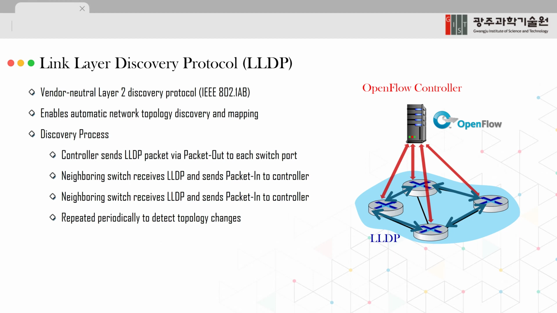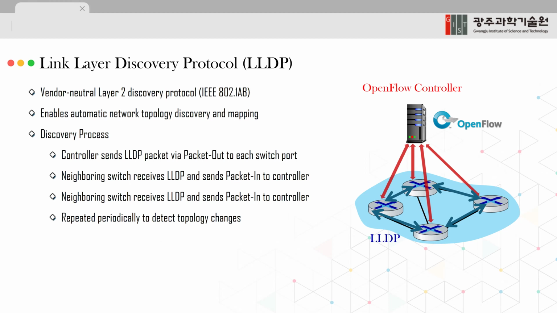Let me walk you through how LDP Discover works in our SDN context, referring to the diagram on the slide. In the first step, the controller generates the LDP packets and sends them out through the switches. The controller crafts special LDP frames containing information about the switch and port from which they are being sent. It then uses OpenFlow packet out messages to inject these LDP frames into each port of every switch in the network.